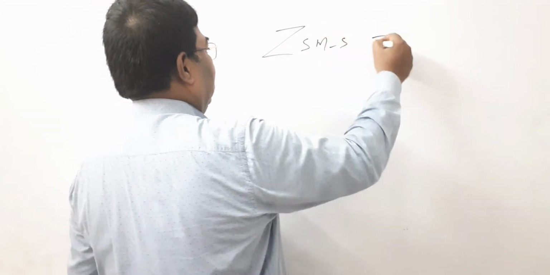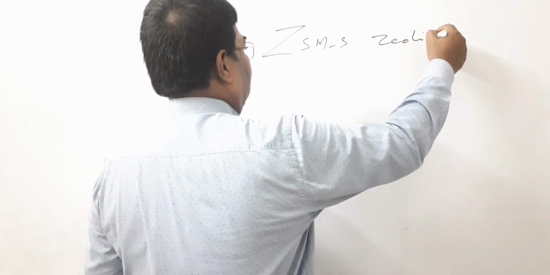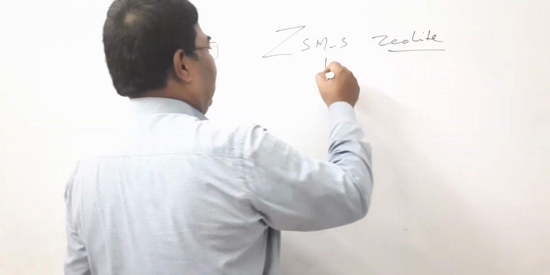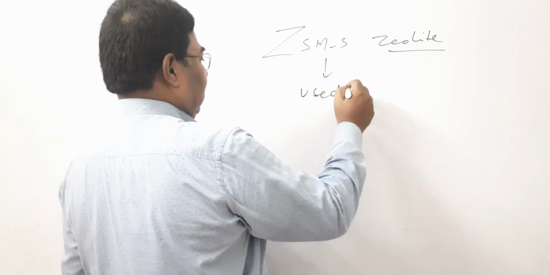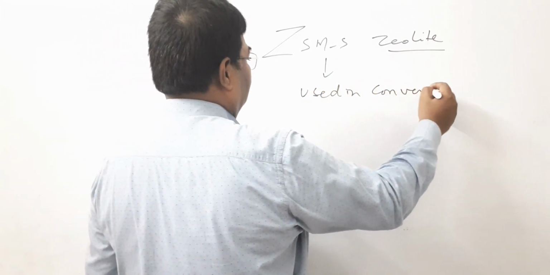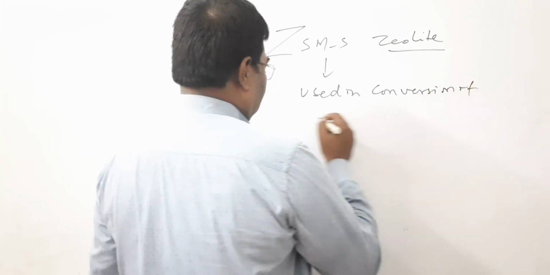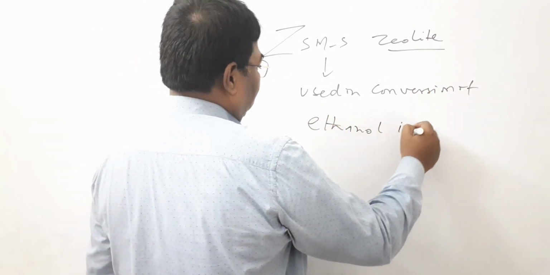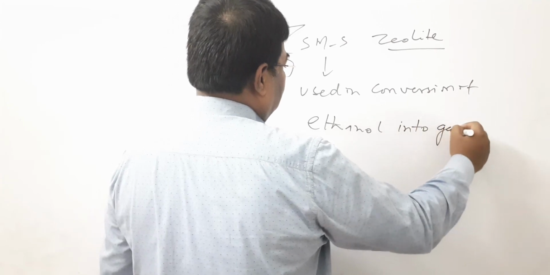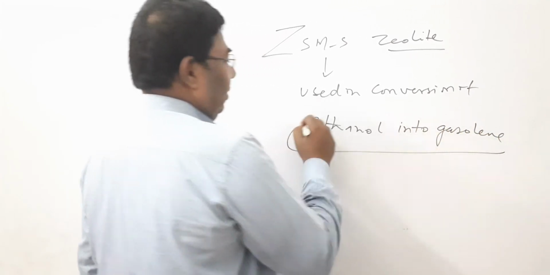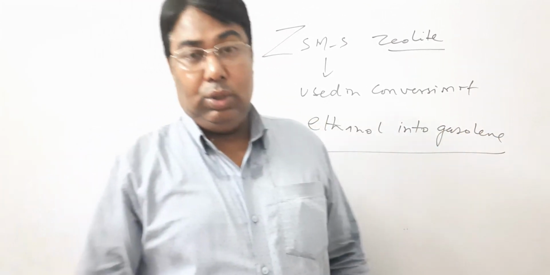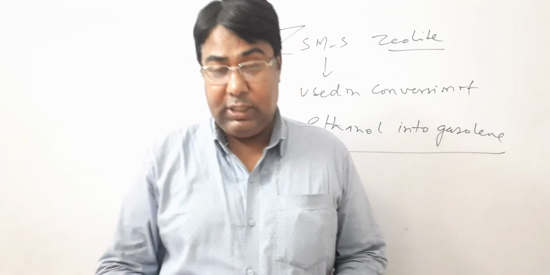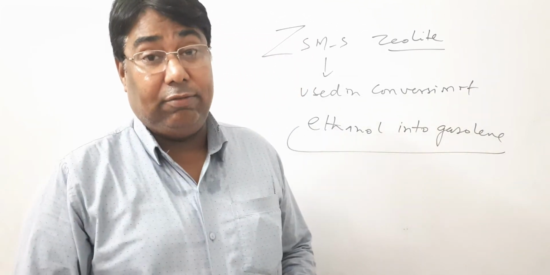ZSM5 is a kind of zeolite which is used in the conversion of ethanol into gasoline. Gasoline means petrol. So it is the example of shape selective catalyst, ZSM5.